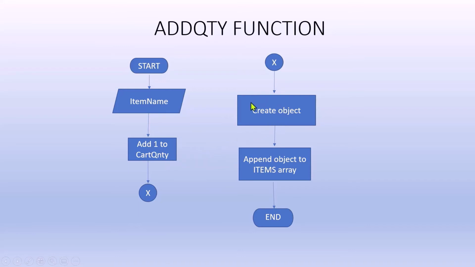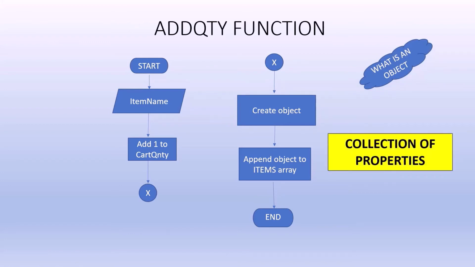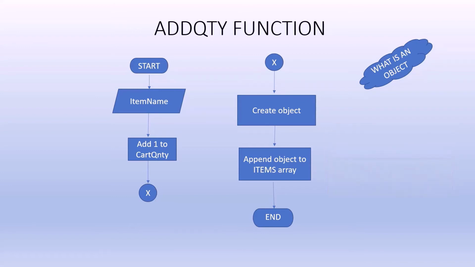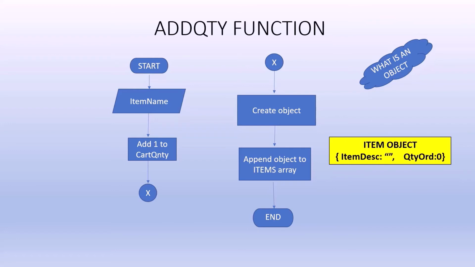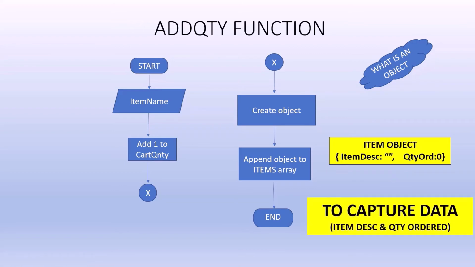Then we are creating an object. Now question may arise, what is an object? And an object is nothing but a collection of properties. In our case, the properties we are collecting are the item description, that is what the user is purchasing, and how many, right? The quantity. Okay. Why are we creating this object? To capture the data.